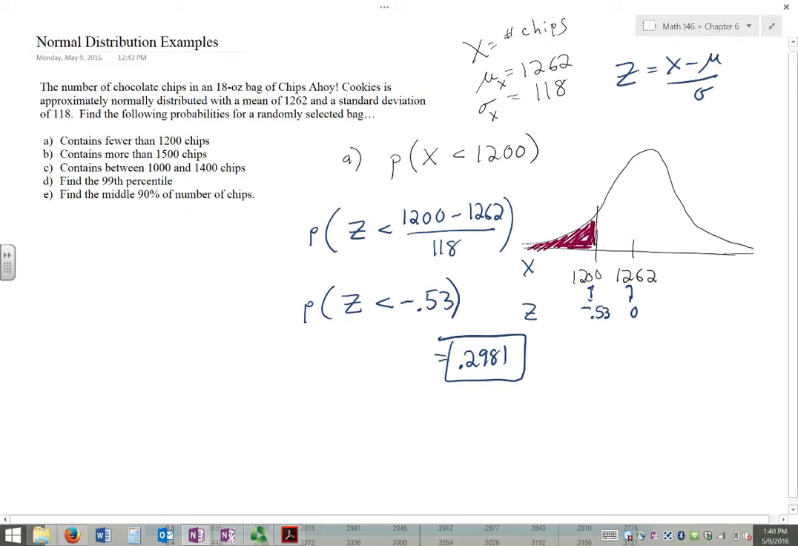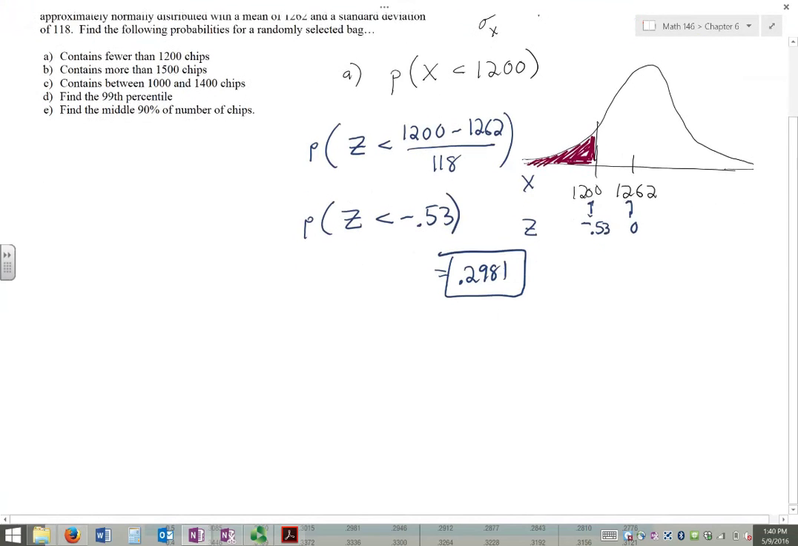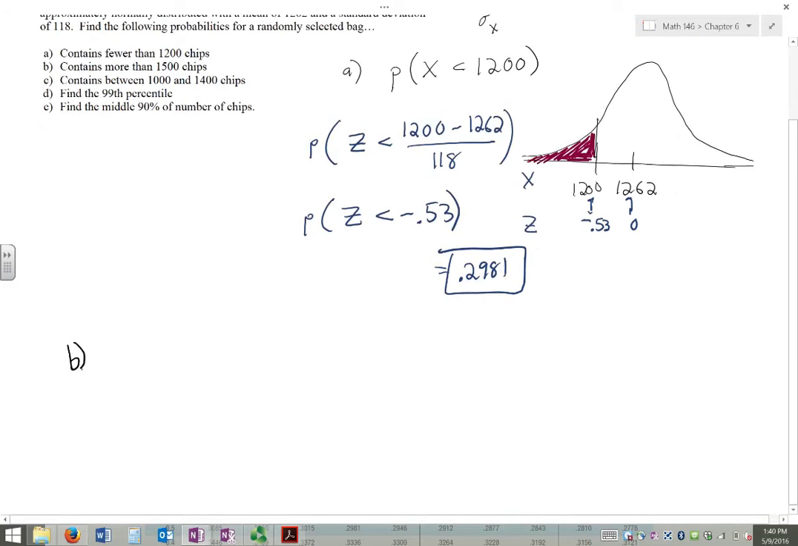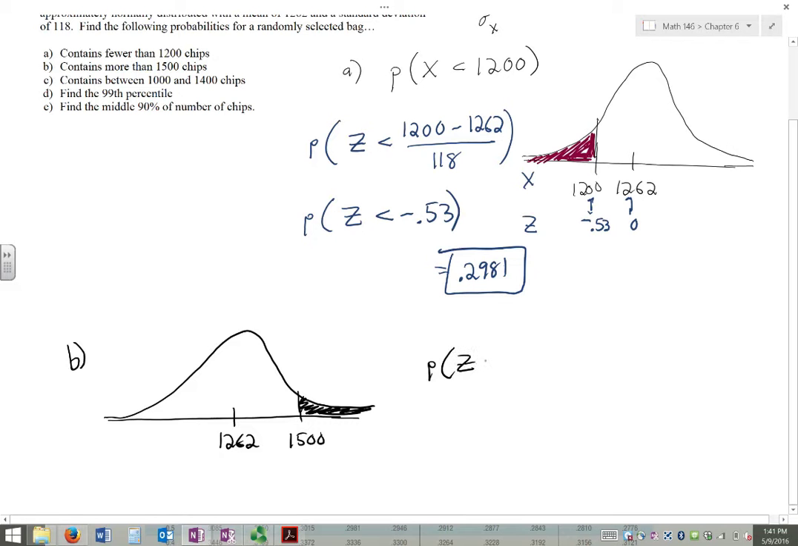Okay, so let's go to part B. It contains more than 1,500 chips. So again, we have 1,262. Here's 1,500. And now we're trying to find this area. So for the probability, we've got to get a z-score bigger than 1,500 minus the mean over the standard deviation.